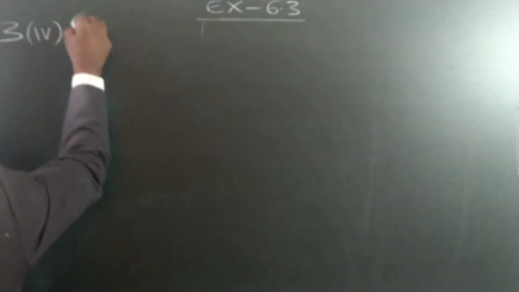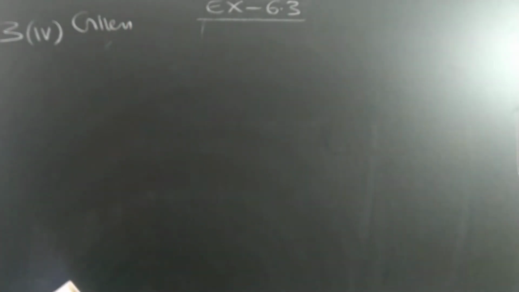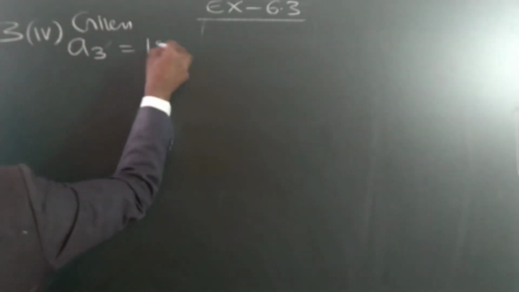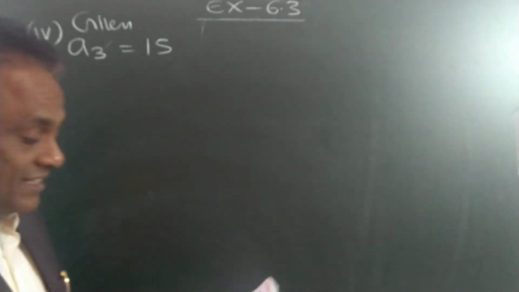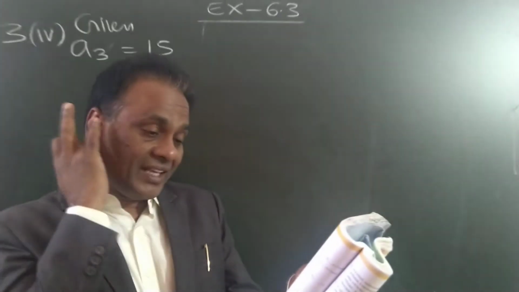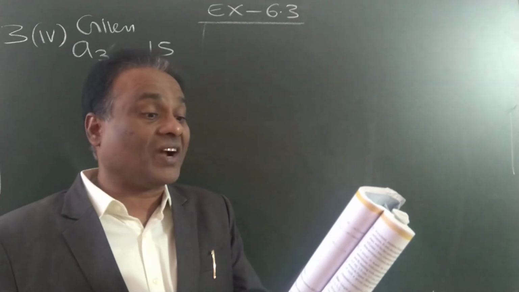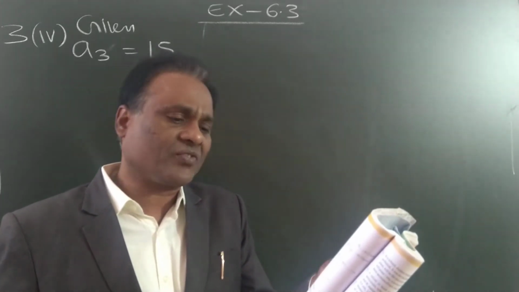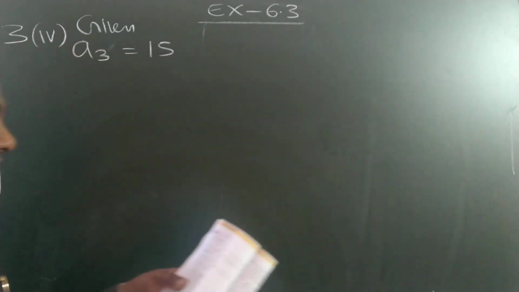See here students, fourth bit given. A3 is equal to 15. S10 is equal to 125. Find d value and of course A10. See here, find d value.